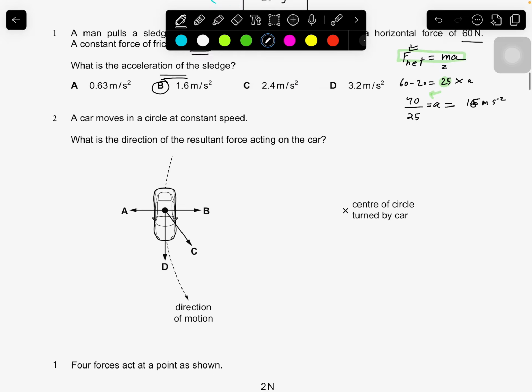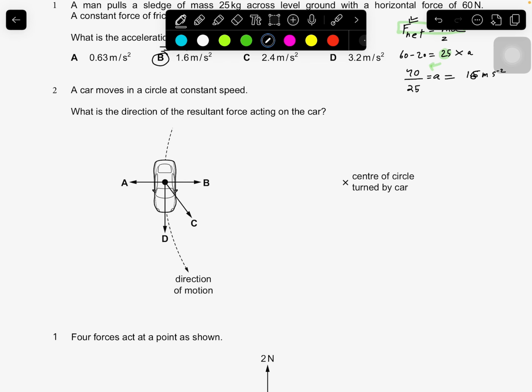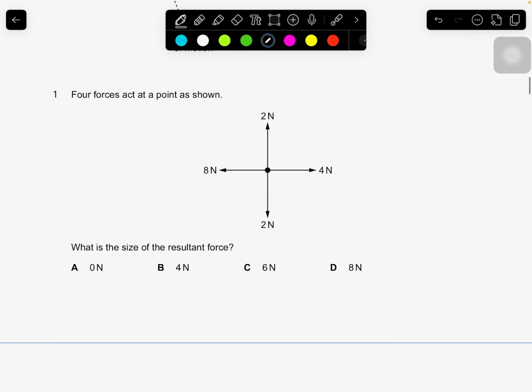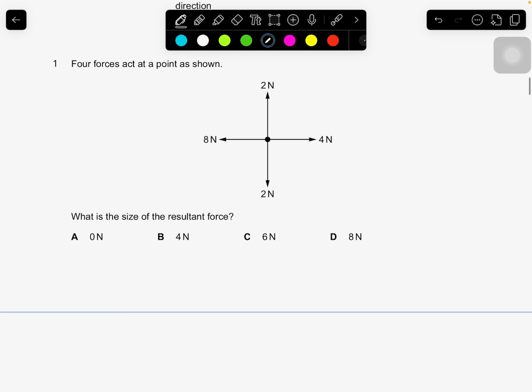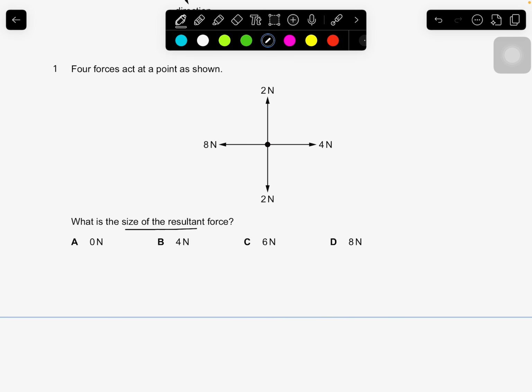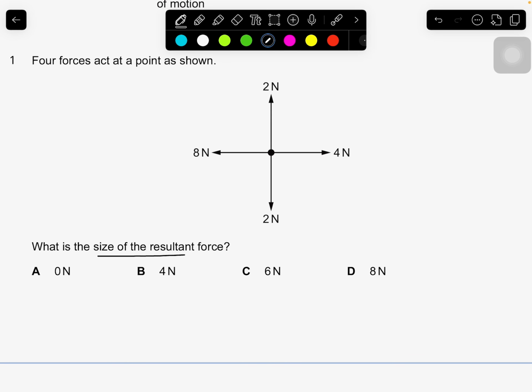Next, a car moves in a circle at a constant speed. What's the direction of the resultant force acting on the car? Remember, guys, resultant force is always towards the center of the circle. If this is the center of the circle turned by the car, the resultant is going to be towards the center. Next, four forces act at a point as shown. What is the size of the resultant force? Remember, guys, how do we find the resultant force of anti-parallel forces, or forces in opposite directions?